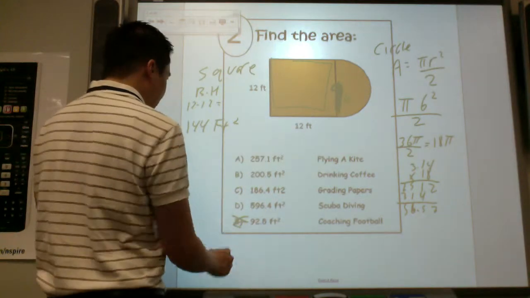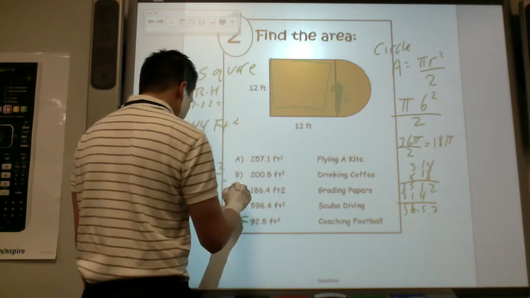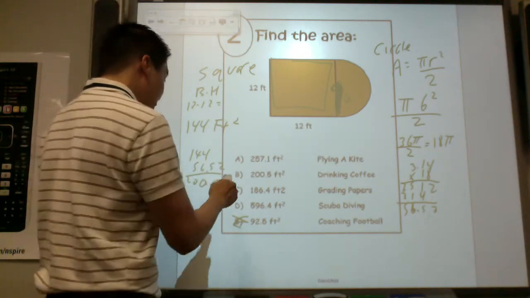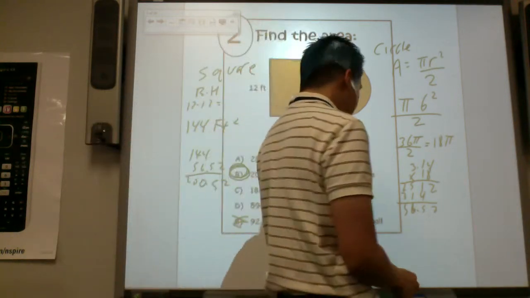So I know it can't be E. So let's add it up together. 252. So they rounded to the nearest tenth place, I assume. So the answer has to be B.